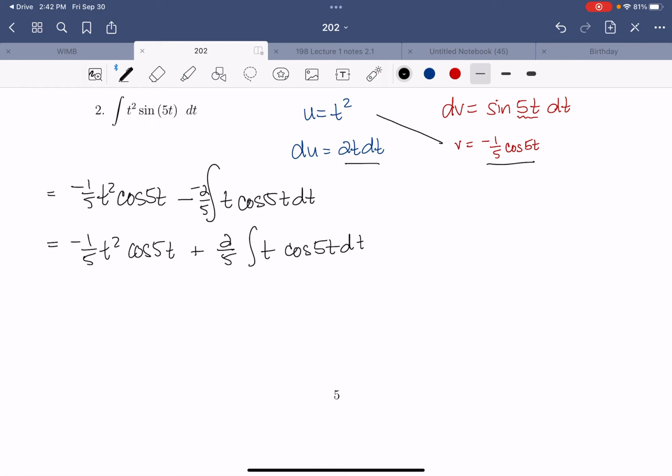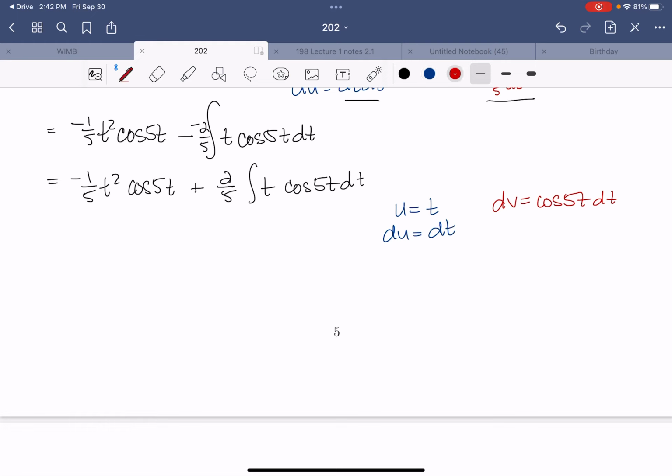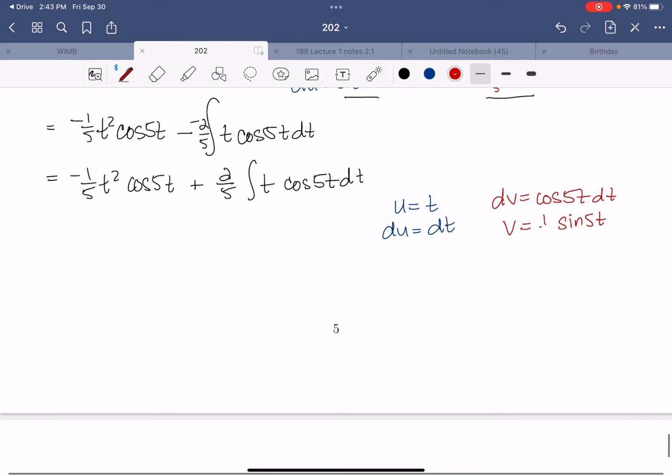Okay, great. Except now we have to take the integral of two things multiplied together. So that means we're going integration by parts again. So I'm going to set my u to be the t again because that's my polynomial. And my dv is the cosine of 5t dt. du is dt. And my v is going to be antiderivative of cosine is sine, keep the 5t, and then we divide by the number in front of the t, so that's the 1/5.